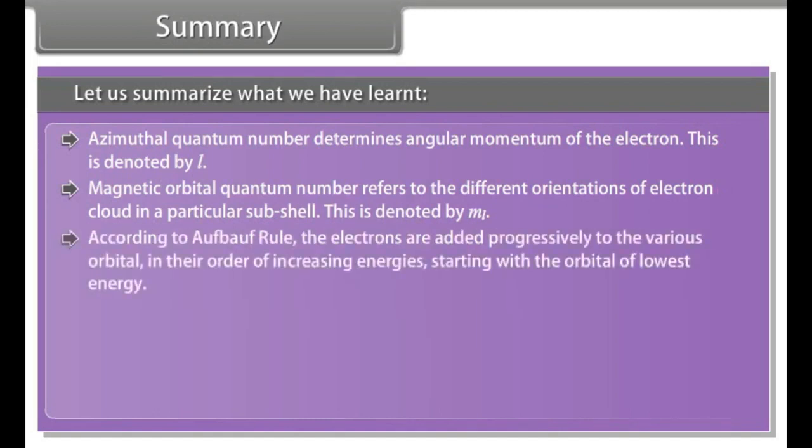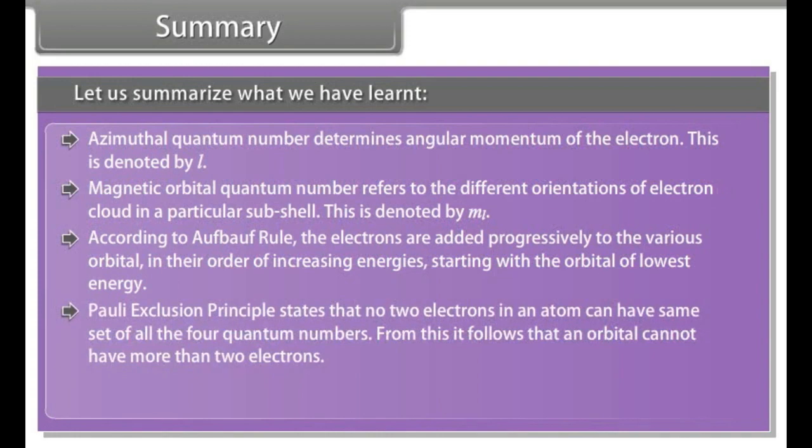According to the Aufbau rule, the electrons are added progressively to the various orbitals in their order of increasing energies, starting with the orbital of lowest energy. Pauli's exclusion principle states that no two electrons in an atom can have the same set of all the 4 quantum numbers.